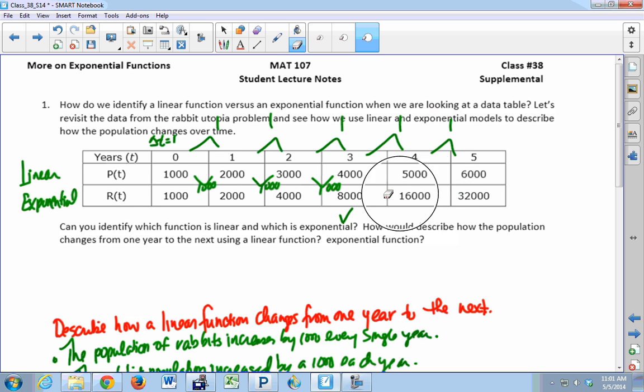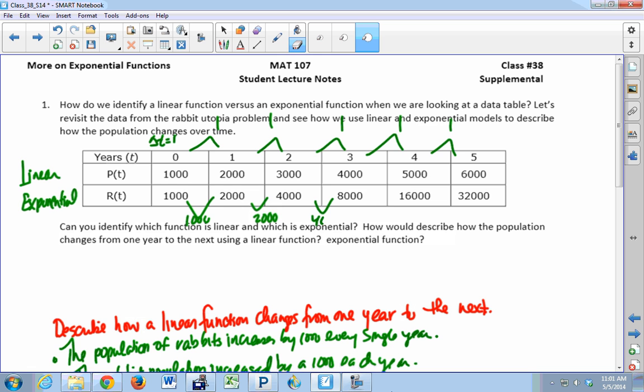Now, let's do a similar thing, but with the exponential function. So then you move down and you say, okay, I have a unit increase. I have an increase of 1 in my years. And let's see if I have a constant increase with my rabbit population. Well, I go up by 1,000 here, and then, oops, the minute you do that, you know automatically it's not linear because it's not a constant rate of change. You're not adding the same amount from year to year, however you described it.